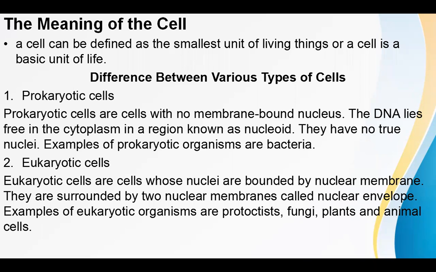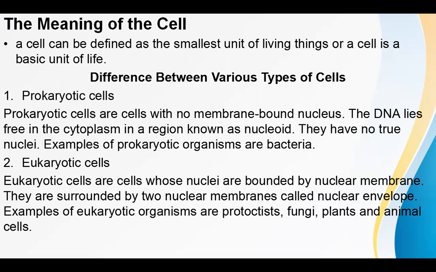So cell can be defined as the smallest unit of living things, or basically you can also say that a cell is a basic unit of life. So cell is a very small unit of life. So basically, life starts at the cell. So you see the different types of cells.